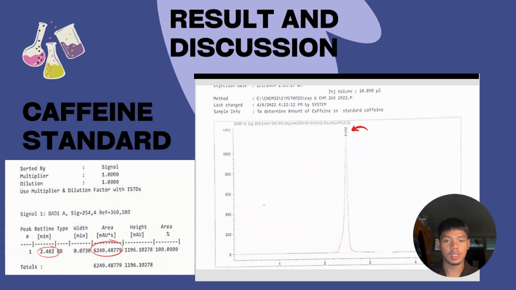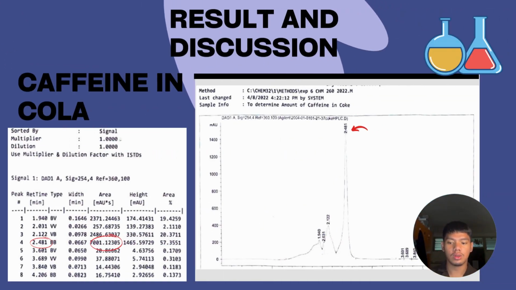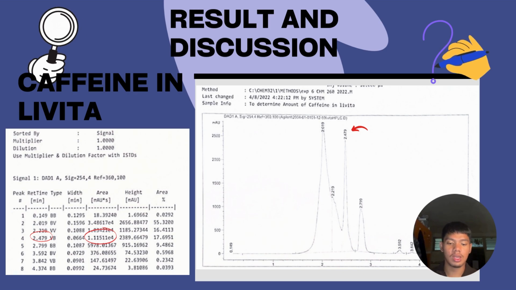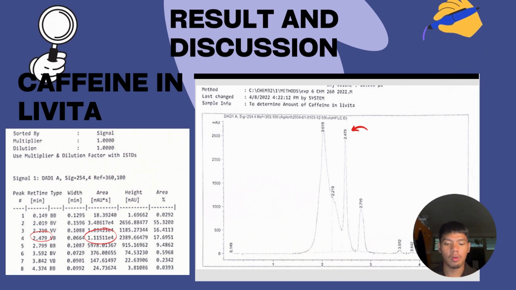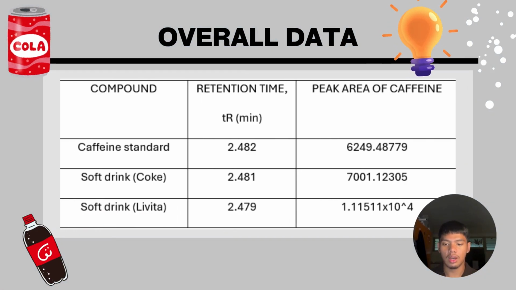Hi, so I'll be explaining the results and discussion. First things first, in this experiment, we must look at the caffeine standard. The caffeine standard only shows one peak, at 2.482. Next, we look at the caffeine in cola. There are many peaks in this chromatogram, so we choose the closest one, which is 2.481. Next is the caffeine in Levita. Also the same, it has many peaks in the chromatogram, but we choose 2.479. So here is the overall data. We take note of the retention time and the peak area of caffeine.